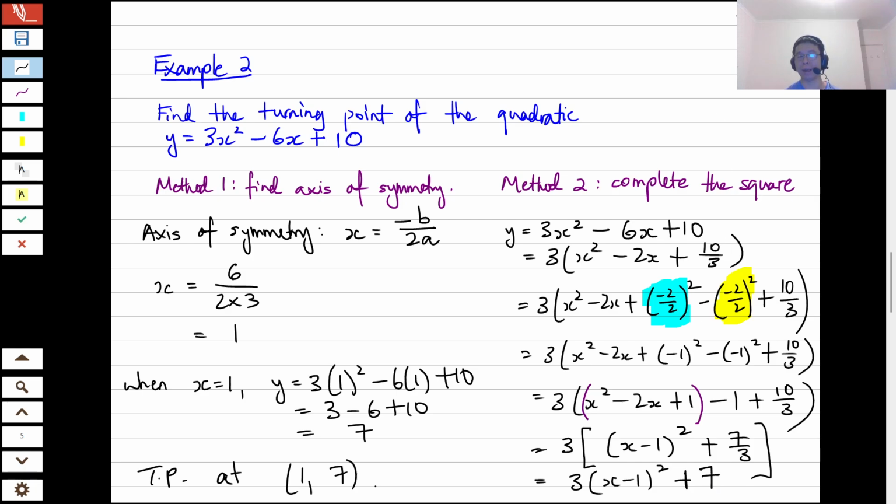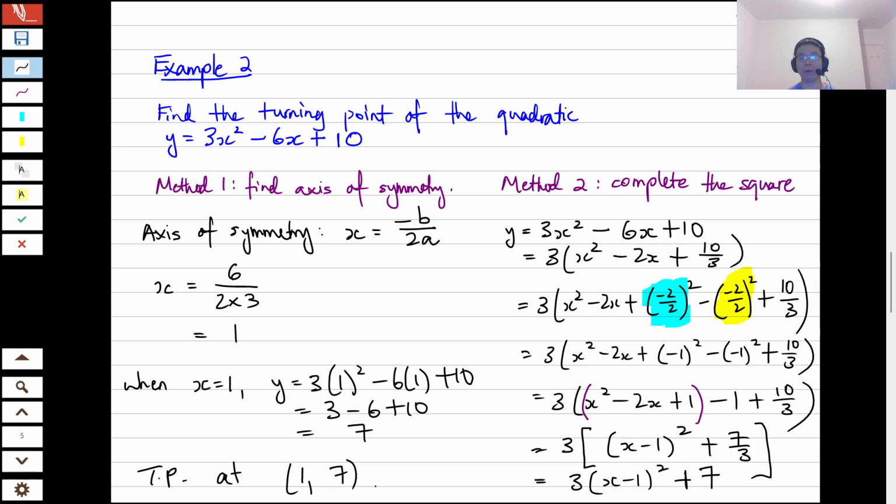All right, so we get the same answer. Turning point at (1, 7). I think it's really clear which one is easier. So if you can avoid completing the square, do so. I'm happy for you to use -b on 2a, but if you can factorize first before finding the average of the two x-intercepts, I would advise doing that as well.